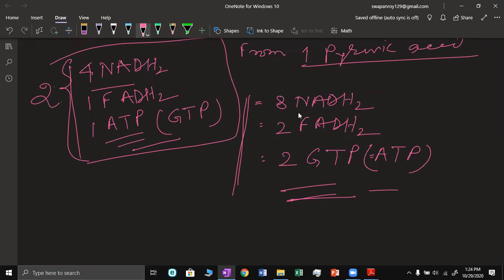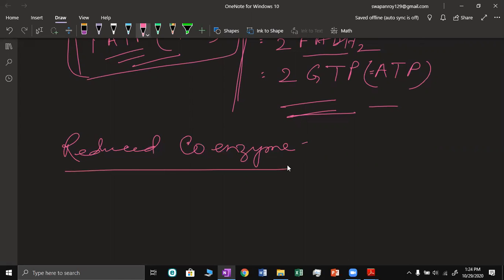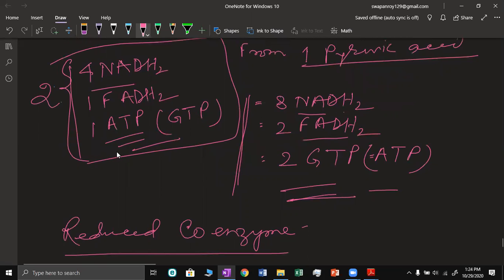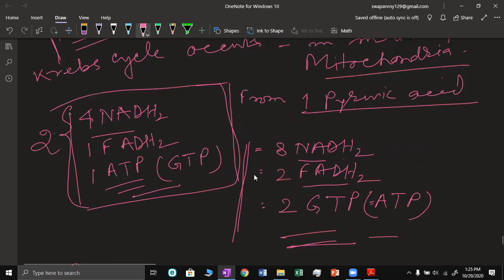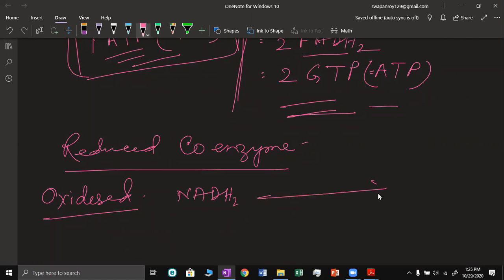These are NADH2, FADH2. These we call reduced coenzymes. These coenzymes are always required to run this glycolysis and Krebs cycle. Okay, so these reduced coenzymes are to be oxidized. That is, the NADH2 must be converted into NAD.